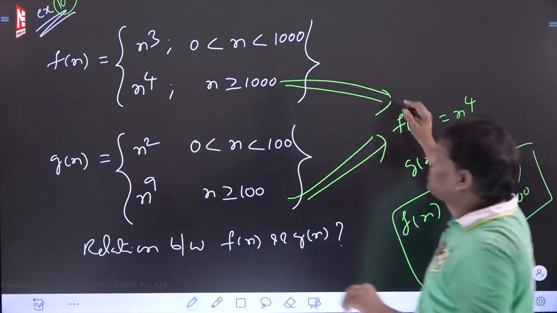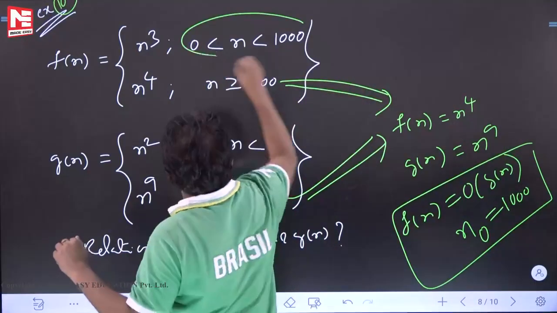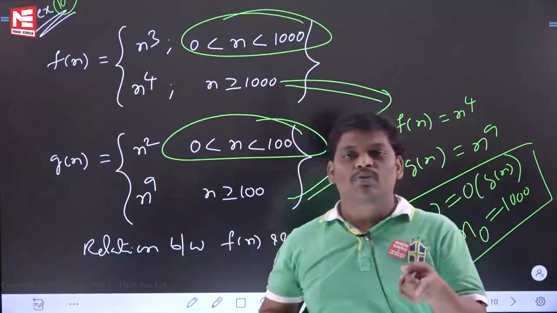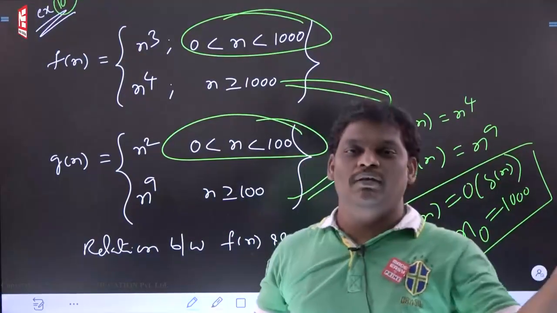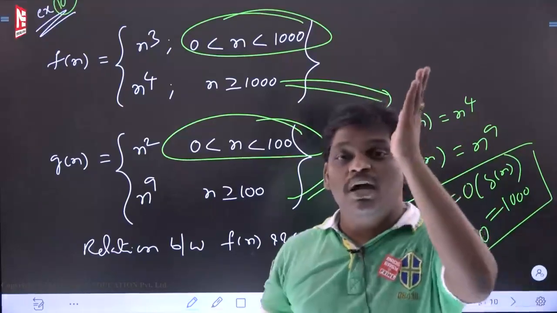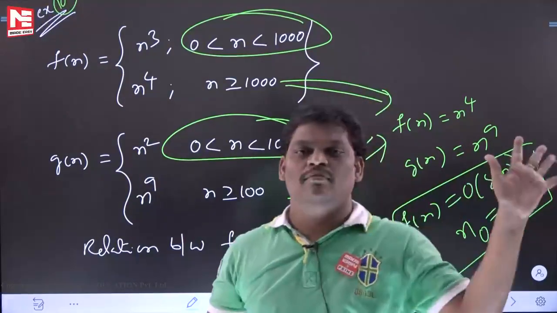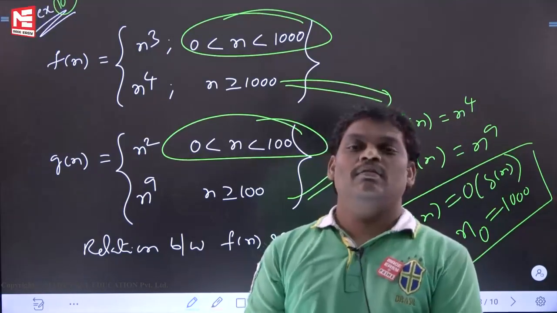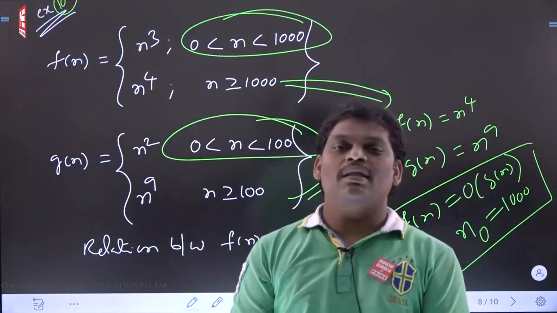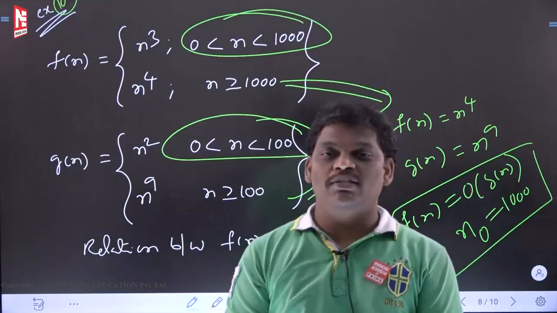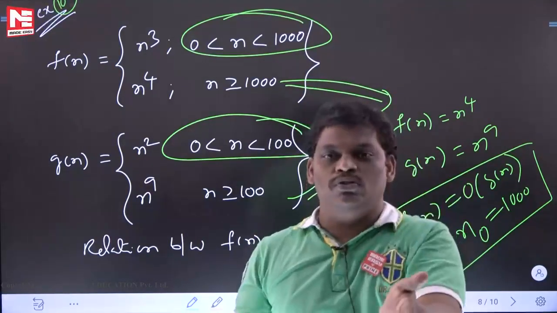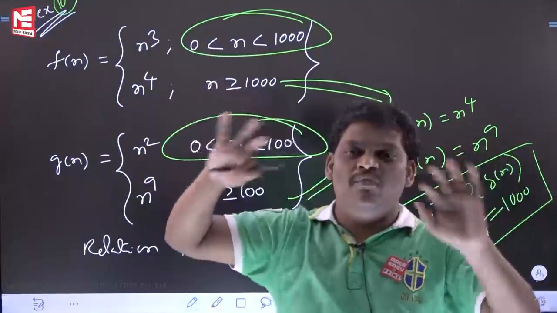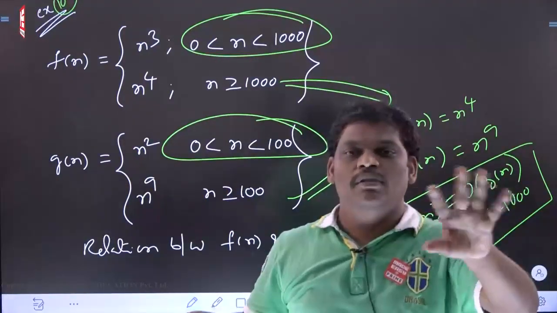We don't bother about this area, how much it is behaving. Try to remember, asymptotic notation doesn't have an ending boundary. It has only a starting boundary, n0. F of n is big O of G of n for all n greater than or equal to n0. What is the meaning of n0? From n0 onwards until infinite, G of n is greater compared with F of n after taking a constant. That is big O.